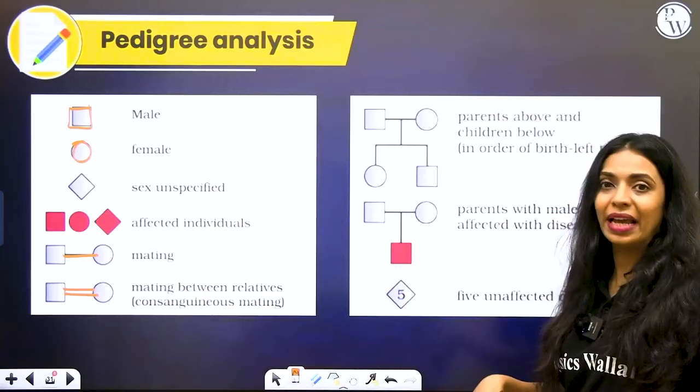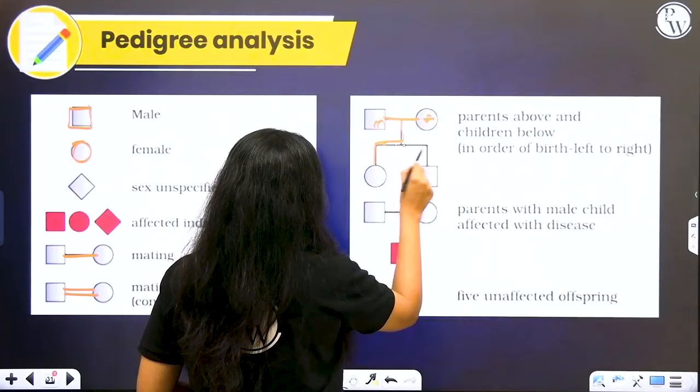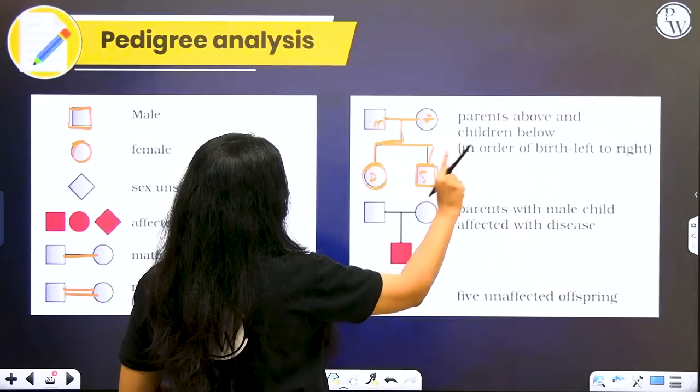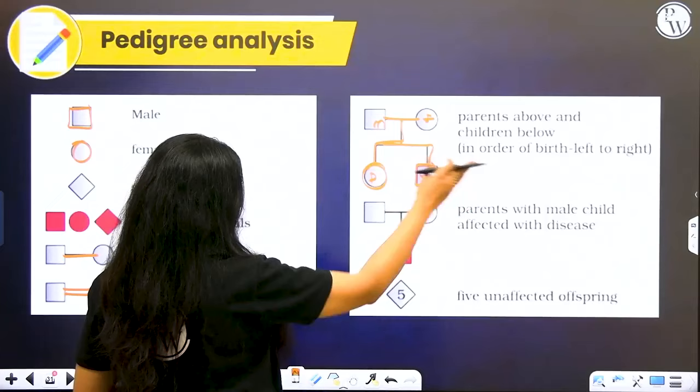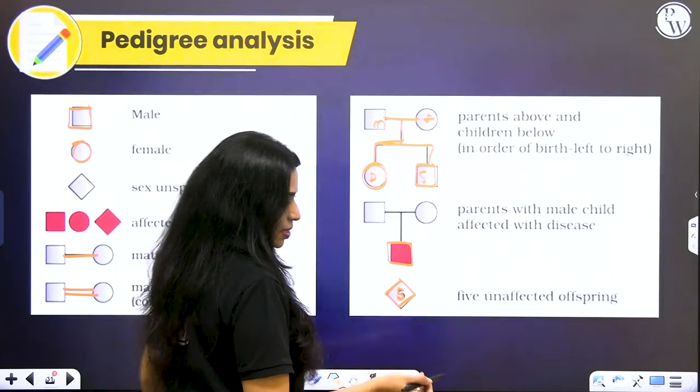Parents above and children below. So parents are usually represented above. So this is a male, this is a female, they have gotten married and they have had two children. The first child is the daughter, the second child is the son. This is what it represents. So you have to draw this according to the order in which they were born, from left to right. If the child is affected, then you just shade it. If you're just writing a number there, it just means that many children were there, but they were not affected.